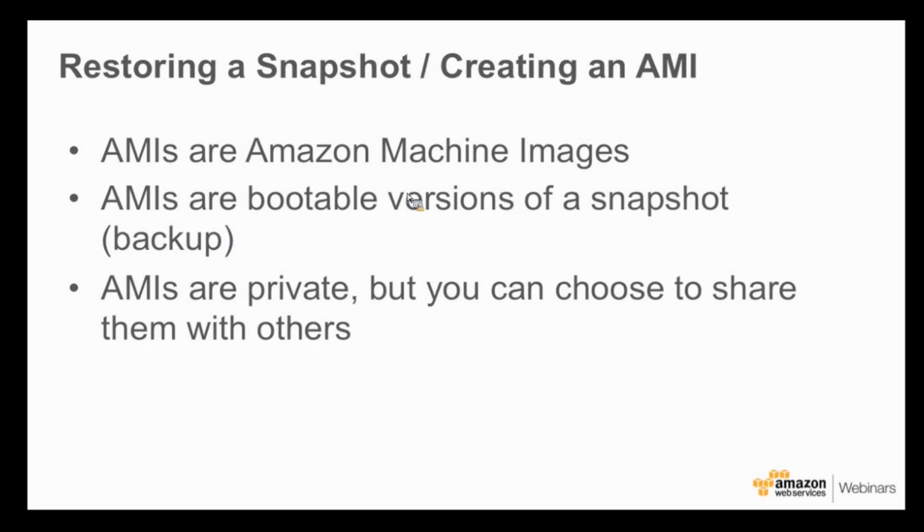AMI stands for Amazon Machine Images, and just like at the beginning when we went to launch an EC2 instance, it asked us, what AMI do you want to use? What operating system? We have base AMIs with things like Amazon Linux and Ubuntu and Red Hat and Windows, and then you can build on top of those base AMIs and create custom AMIs from them. By default, they're private, but you can share these AMIs with other people.